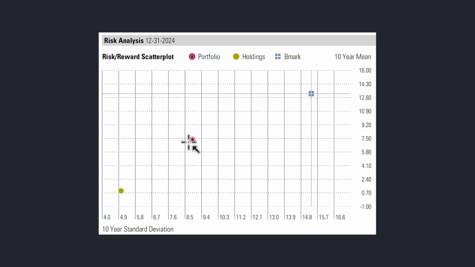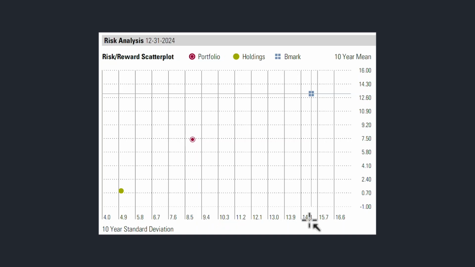The portfolio is the red dot, the bond market is the green dot, the S&P 500 is the blue square. What the risk to reward scatter plot tells you is how much volatility you experienced for the mean return. For the 50-50 portfolio, we earned 7.5% over the last decade, and we had a 9 standard deviation. That was the volatility measure.